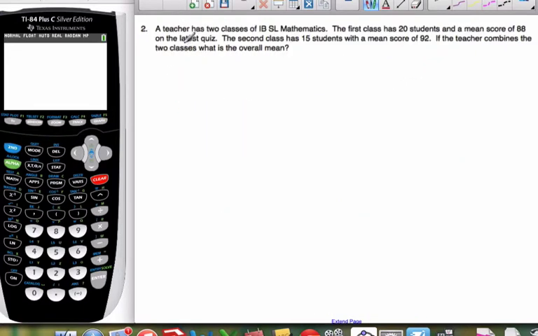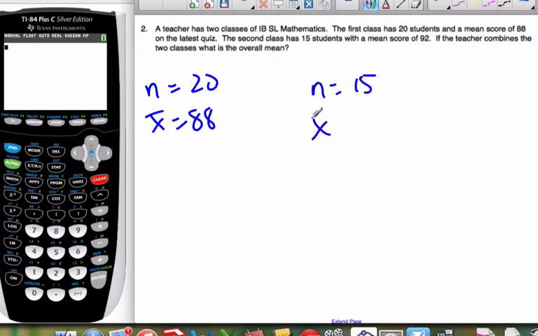Let's try one more example here. Okay, so a teacher has 2 classes of IB SL mathematics. The first class has 20 students and a mean score of 88 on the latest quiz. I have another class of 15 students and the mean score of this one is 92. X bar is the mean. If the teacher combines the 2 classes, what is the overall mean?